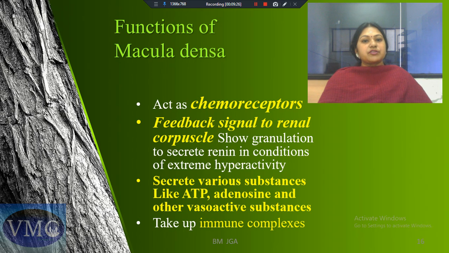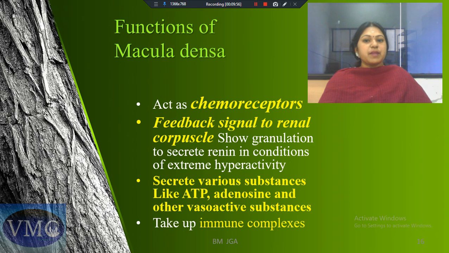So what are the functions of the macula densa? As I told you already, it gives information to your juxtaglomerular cells. So what information does it give? It acts as a chemoreceptor, finding out what is happening in the filtrate when it is passing through it. So it functions as a chemoreceptor, finds out the ionic composition, and tells the juxtaglomerular cells that it should be altered.